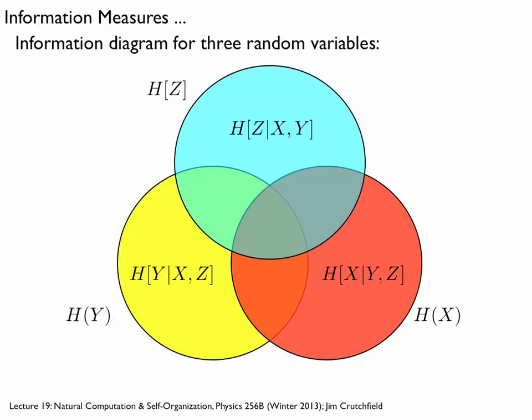Okay, let's see. So what would this piece be here? Right, that's an intersection between z and x. That would be the two-variable mutual information between x and z, the two-variable mutual information between z and y, the two-variable mutual information between x and y here. But what's this piece? It's the mutual information between z and x conditioned on y. The mutual information between x and z conditioned on y.